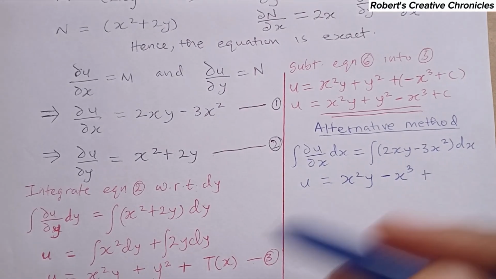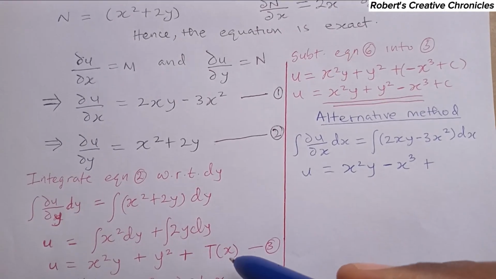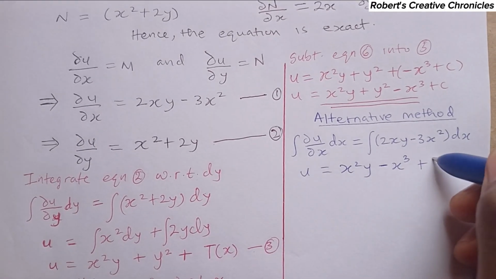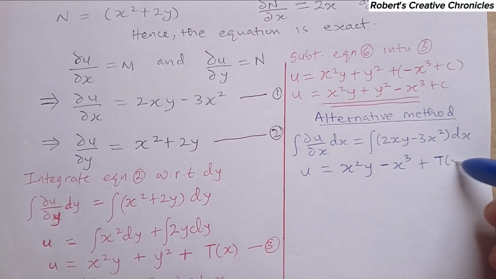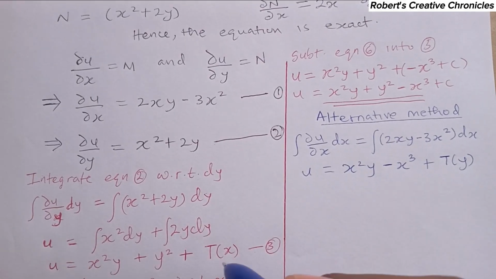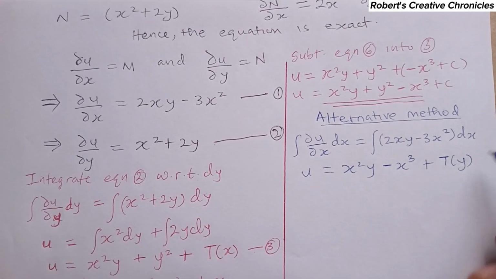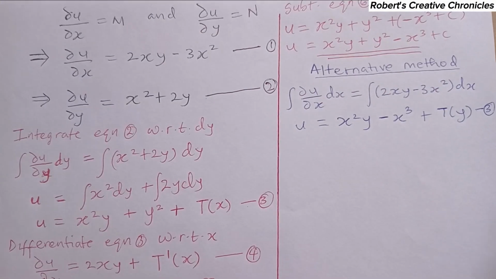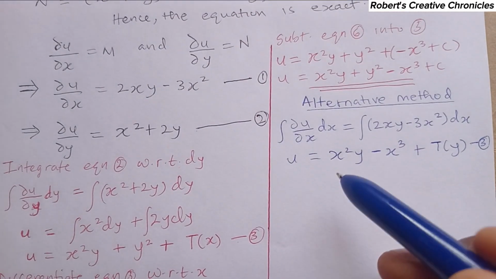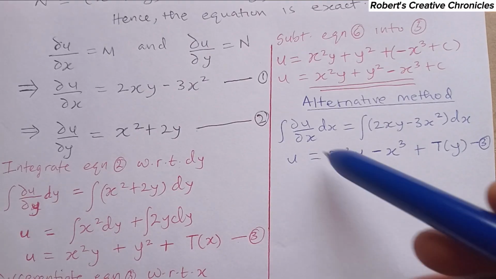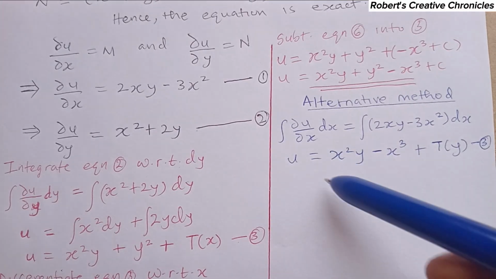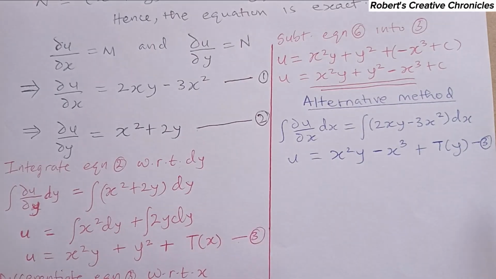So instead of t of x, here will be t of y, since we are integrating with respect to x. So now this becomes my equation 3 instead of the earlier one. Then we will differentiate this equation with respect to y. We will find the partial derivative of u with respect to y, so we can equate it to equation 2.